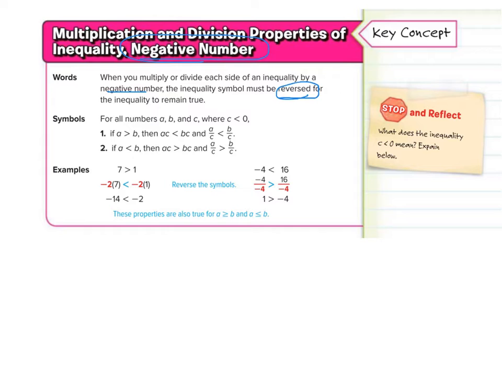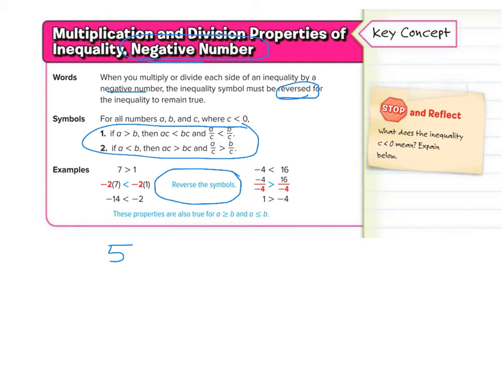For all numbers a, b, c, where c is less than 0, I could read this or you could look at it on your own today. So an example, 7 is greater than 1. If you multiply both sides by negative 2, it becomes negative 14 is greater than negative 2, which is not true. So you have to reverse the symbol. So let me do an example down below.